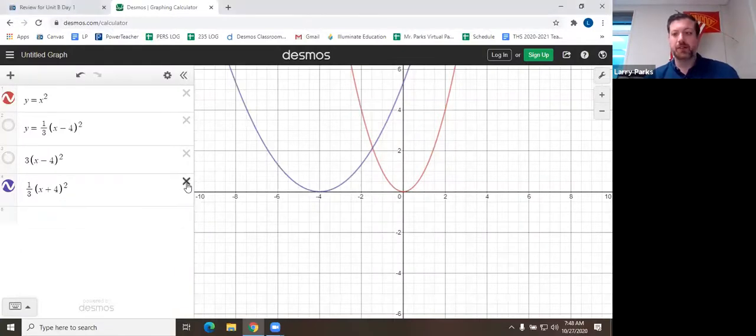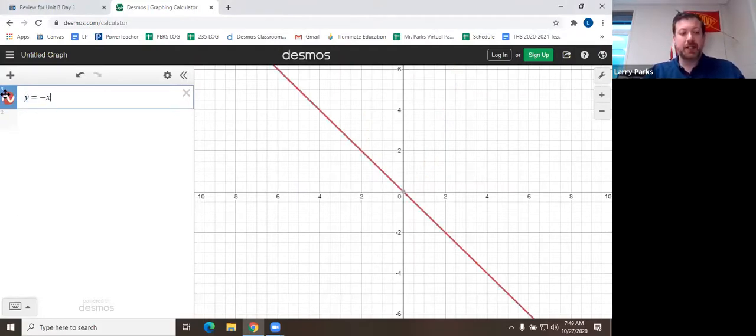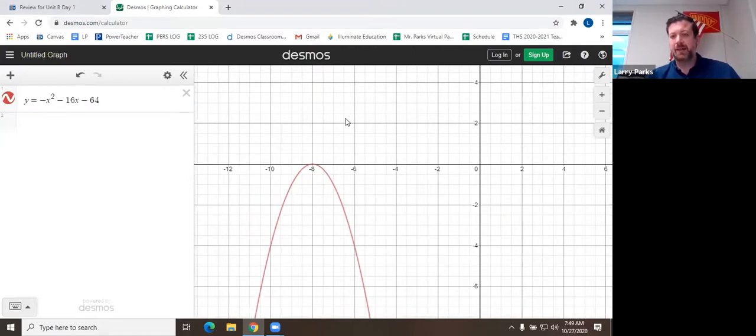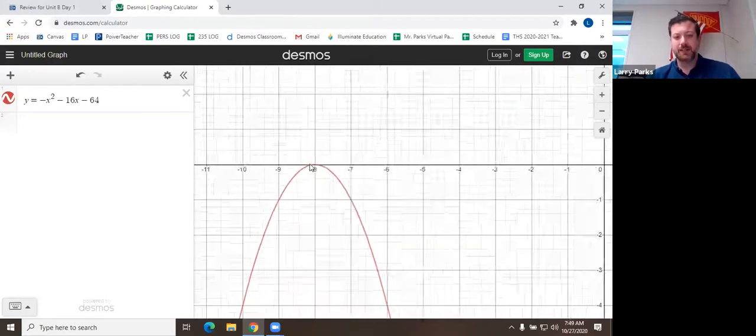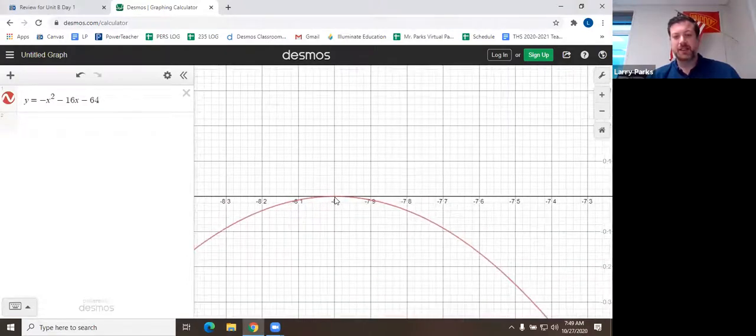So close these out from before. And I'm going to type in y equals negative x squared minus 16x minus 64. So the question was, does it have a minimum or a maximum? Well, there you go. It's a maximum. And then how many solutions does it have? Looks like it just touches there once. So I would say one solution. That means the discriminant is 0. If I did b squared minus 4ac, I would get 0. Okay, so I would say 1 real.